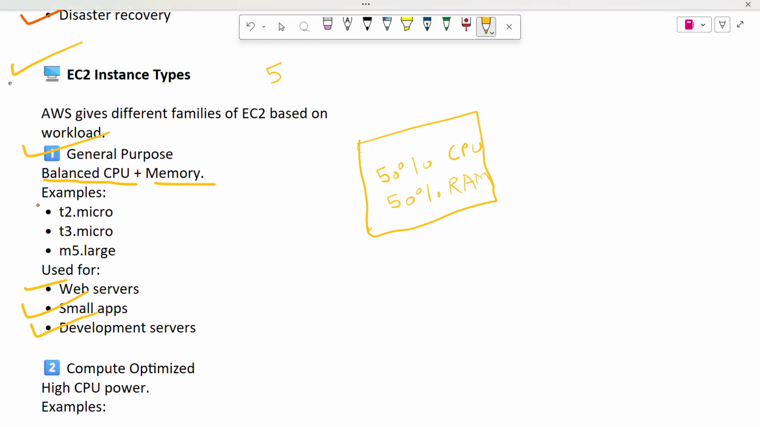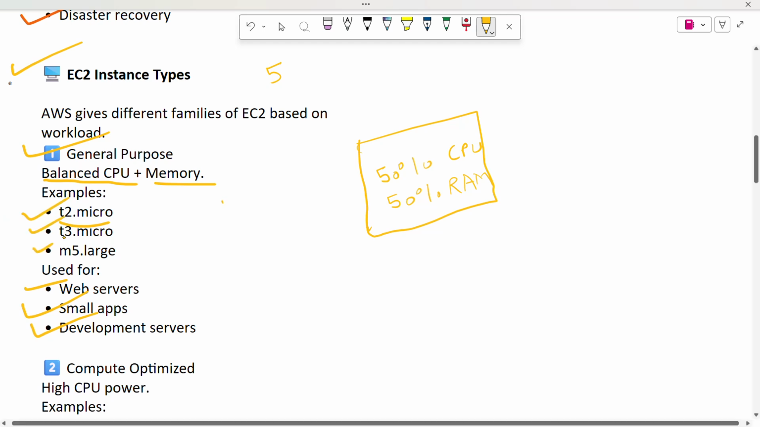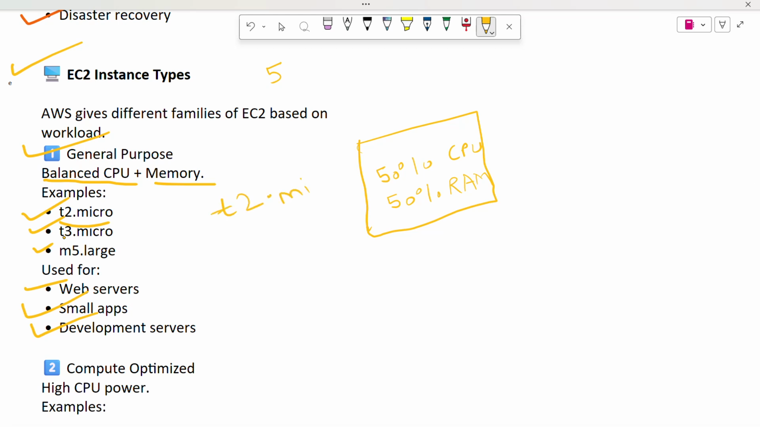What are the examples? If someone asks you for an example of a general purpose EC2 instance, you can say T2 micro or T3 micro or M5 large. Now you may want to ask me, what do you mean by T2 dot micro? This question should come to your mind. T stands for the family to which this belongs. So T is for general purpose.